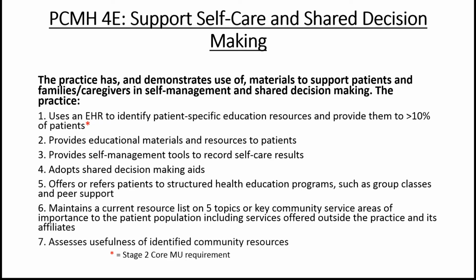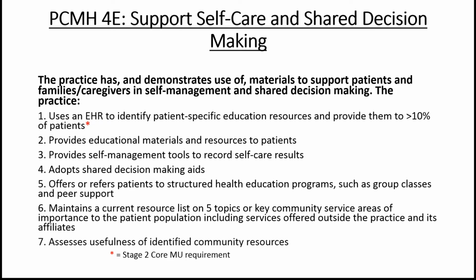Factor 6 maintains a current resource list on 5 topics or community service areas. I'll show you an example of these, but these are any services that you can refer to in the community, whether it be weight management services, child care services, dental services, or smoking cessation. They're looking that you keep a list of at least 5 topics that you can offer to your patients.